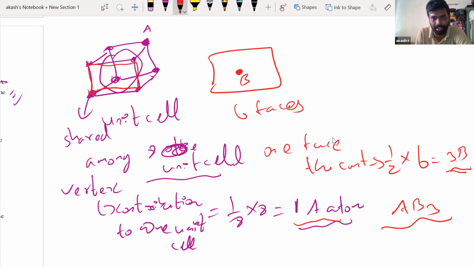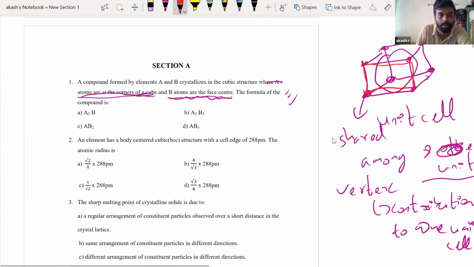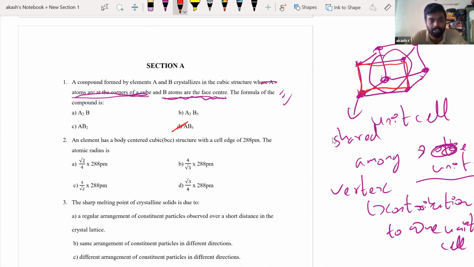I hope everybody is understanding, right? Face center means the contribution is 1 by 2, and I have 6 faces. Vertex means the contribution is 1 by 8. I have 8 such points, right? So like that, you'll be able to calculate that the answer to this question is AB3. Okay, very, very easy.